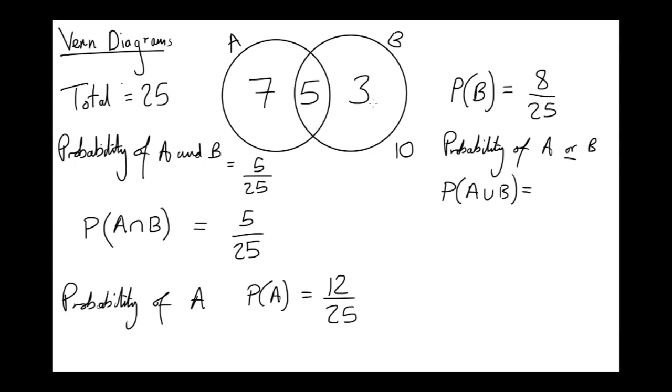If you think back to the last example we looked at, it would be a bit like asking, do you own a cat or a dog? And if the answer to that is yes, then you'd be in these two circles. So in this case, A union B is 7 plus 5 plus 3, which is 15.